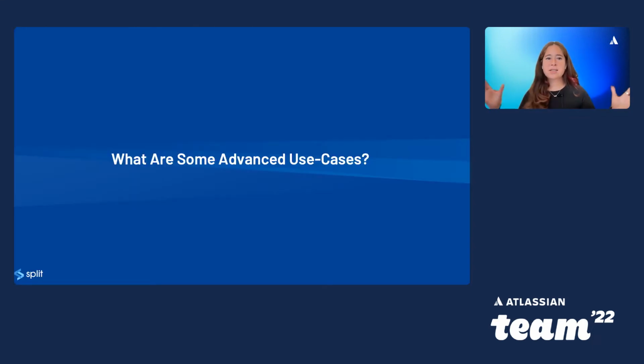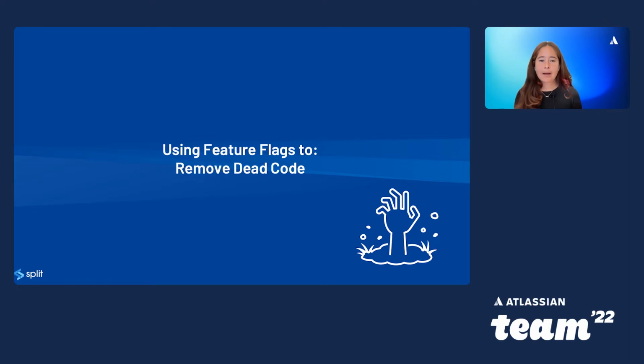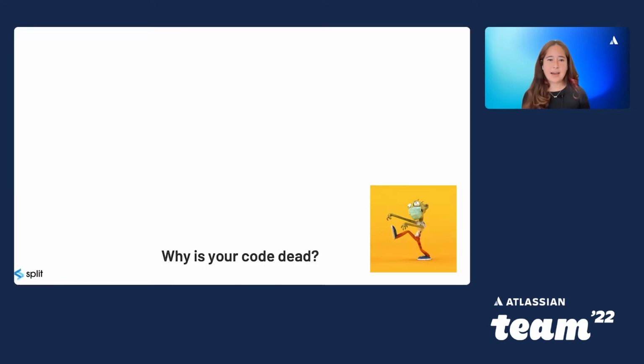Okay, so that's the basic use cases. That's what most people know about feature flags. So what about these advanced use cases that I mentioned? The first one is using feature flags to remove dead code. So before we even touch that, real fast, why is your code dead? It's probably what you're asking right now, right?